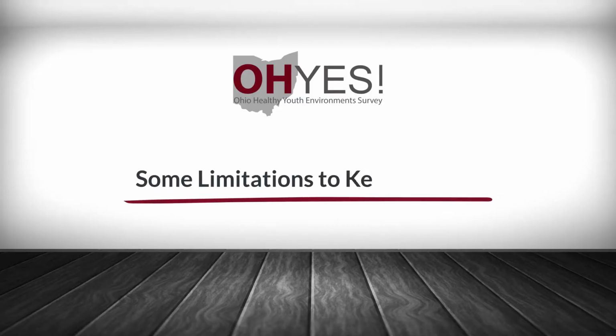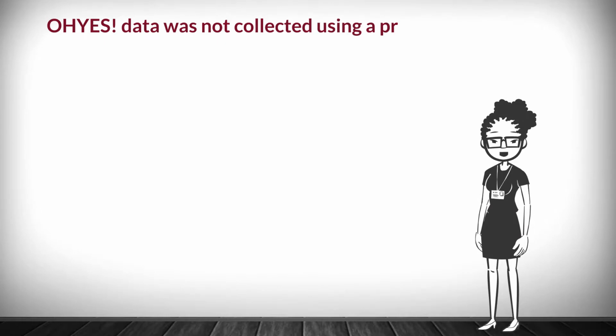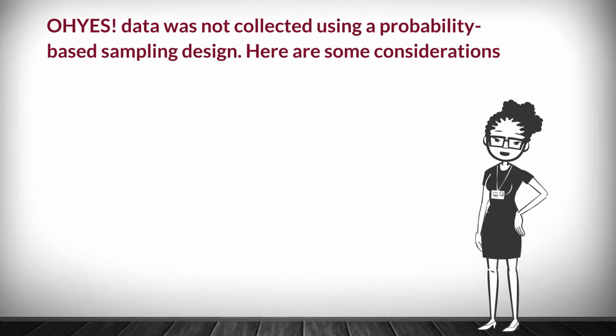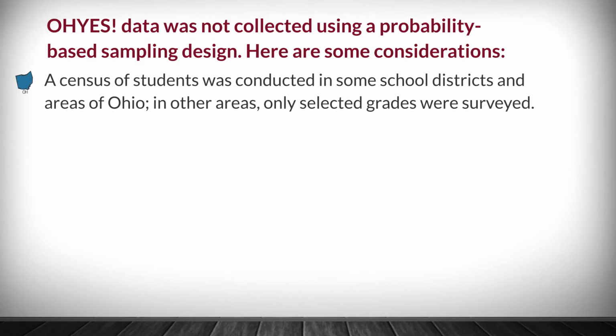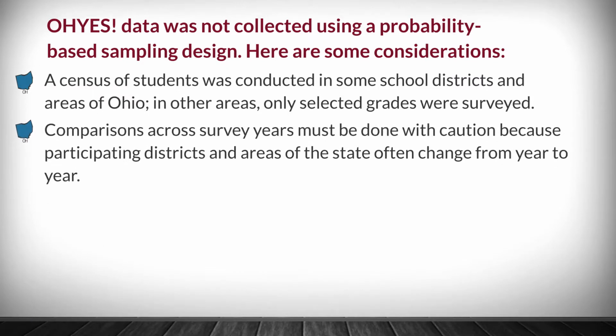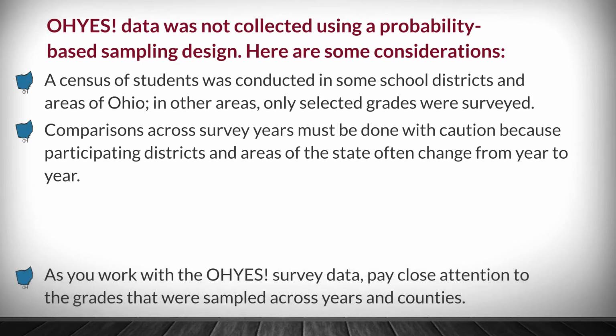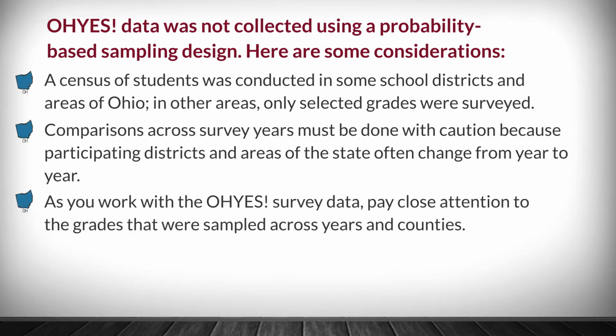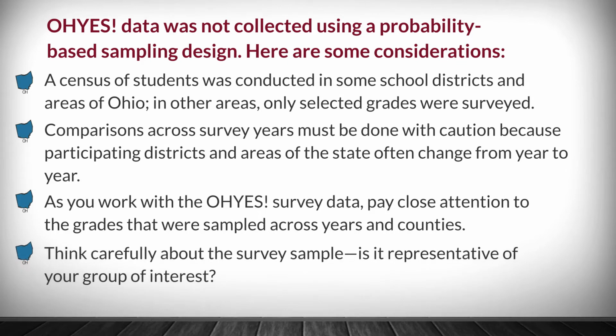Some limitations to keep in mind. OHYES data was not collected using a probability-based sampling design. Here are some considerations. A census of students was conducted in some school districts in areas of Ohio. In other areas, only selected grades were surveyed. Comparisons across survey years must be done with caution because participating districts and areas of the state often change from year to year. As you work with the OHYES survey data, pay close attention to the grades that were sampled across years and counties. Think carefully about the survey sample. Is it representative of your group of interest?